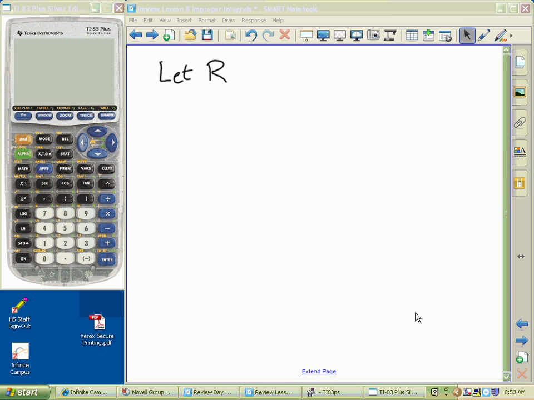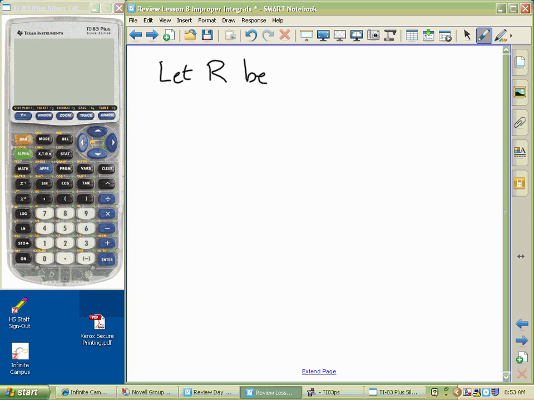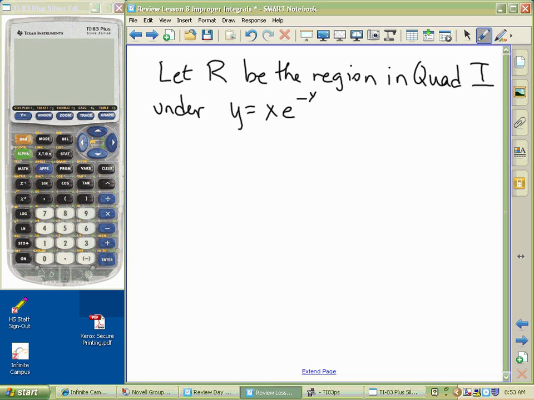So here we go. On today's show, we want to put the improper in improper integrals. Let R be the region in quadrant 1 under y equals x e to the negative x over 2.